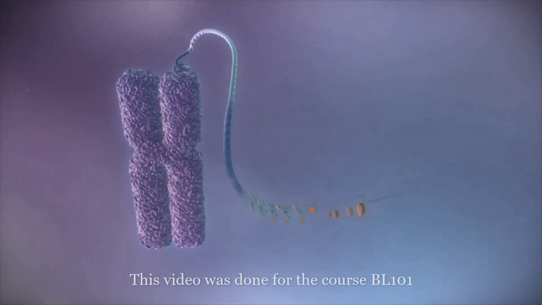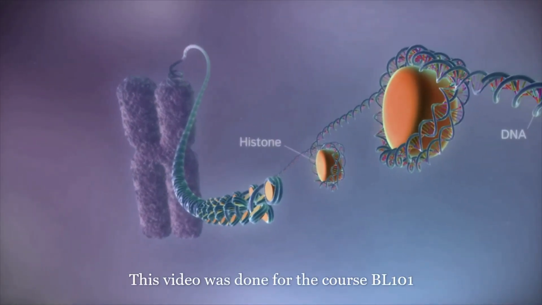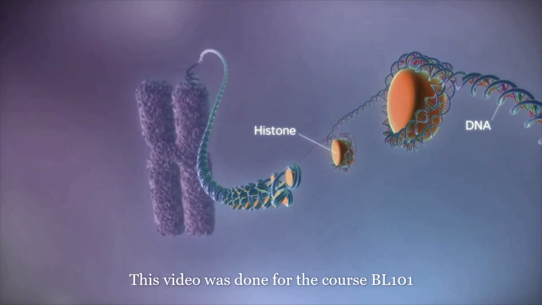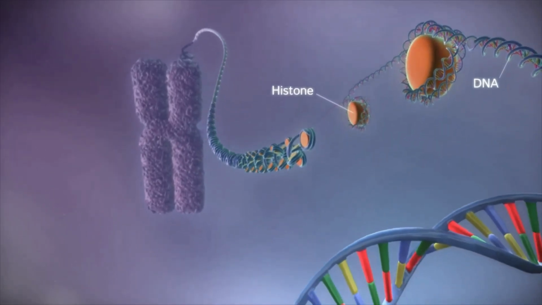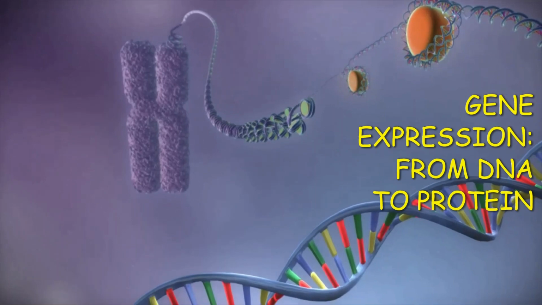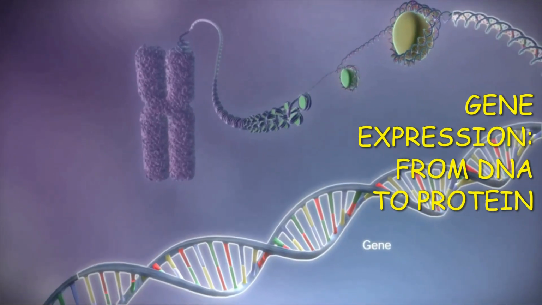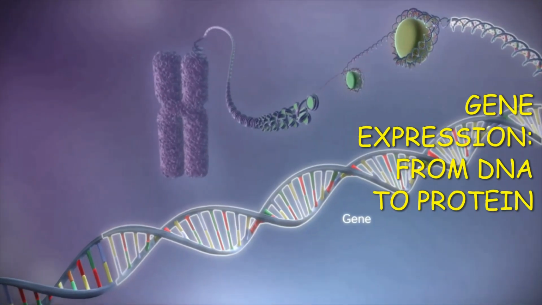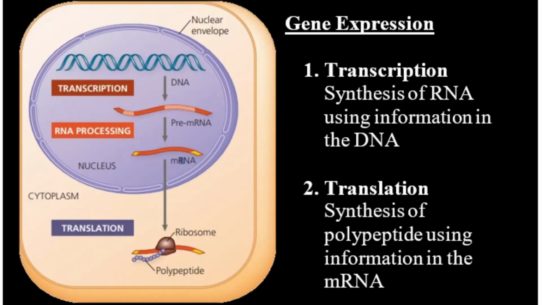Ever wonder how a gene uses its information to synthesize protein? To know the science behind this, we need to know a process called gene expression. Gene expression includes two stages, transcription and translation. Transcription is the synthesis of RNA using information in the DNA. Translation is the synthesis of polypeptide using the information in mRNA.